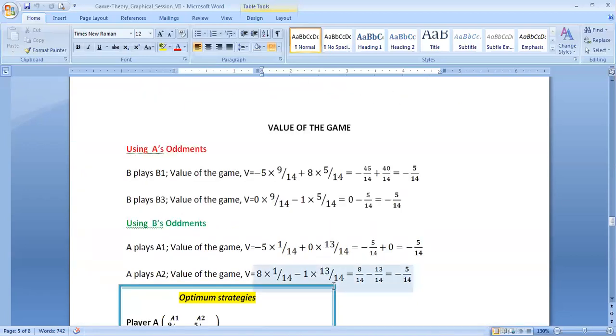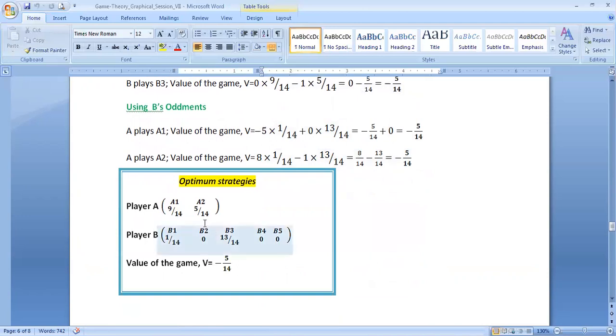Then finally, we have found the value of the game. The value of the game should come the same for all the oddments. Here minus 5 upon 14 is the value of the game. The optimum strategies are: A1 9 by 14 and A2 5 by 14. This is the proportion with which A1 and A2 strategies will be played by player A. Player B will play B1 and B3, and will not use B2, B4, and B5. B1 with 1 upon 14th times, and B3 13 upon 14th times.